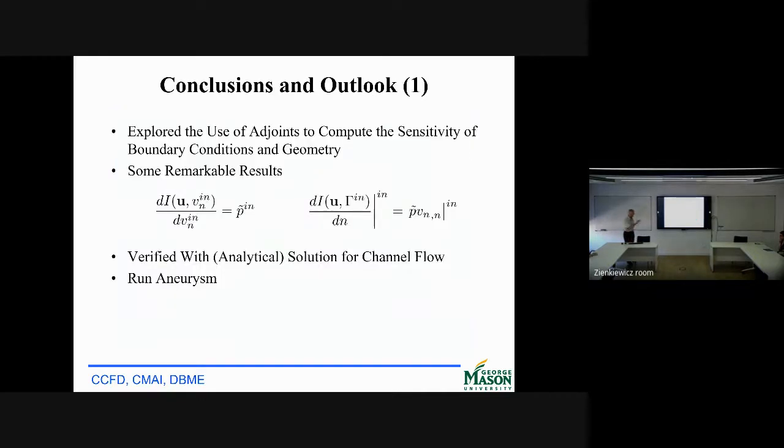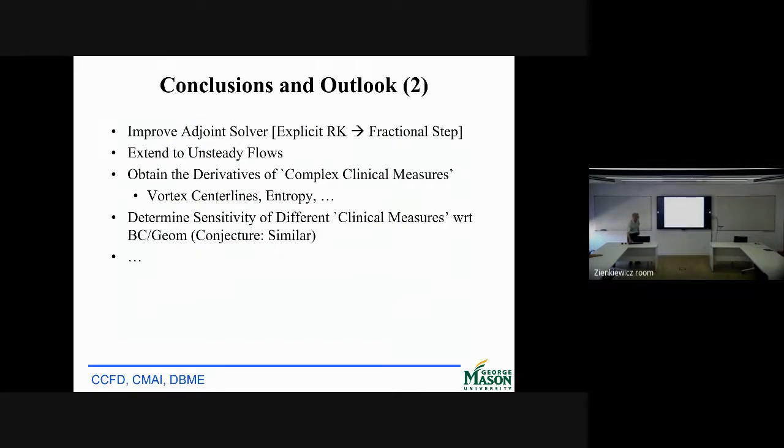Okay, so that's just, I think, some very interesting theoretical results that these derivatives just depend on the adjoint pressure and this normal velocity derivative. And of course, we are trying to extend this to unsteady flows now and also to other clinical measures. So some of them are interesting. If you think about vortex center lines, to take the derivative of that is not so easy.